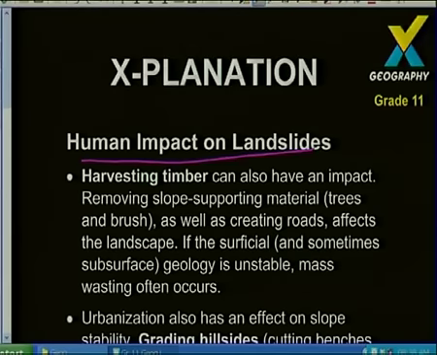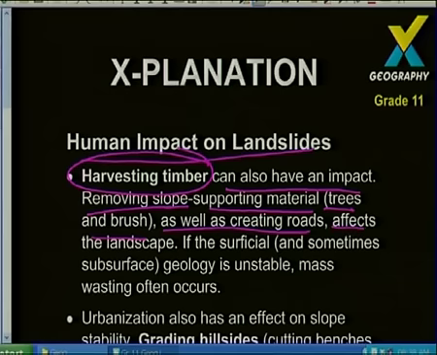Continuing with human impact on landslides, harvesting timber, especially deforestation, can also have an impact, removing slope-supporting material, for example trees and bushes. In areas where vegetation is removed, this loosens the soil and makes it susceptible to something as simple as soil creep as well as landslides. Creating roads also affects the landscape. If superficial and sometimes subsurface geology is unstable, mass wasting often occurs.